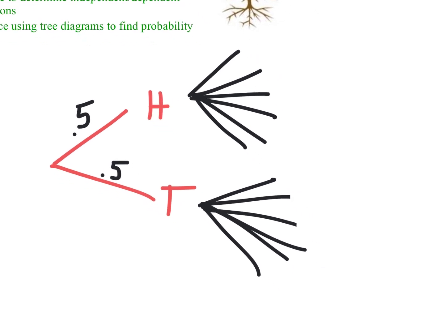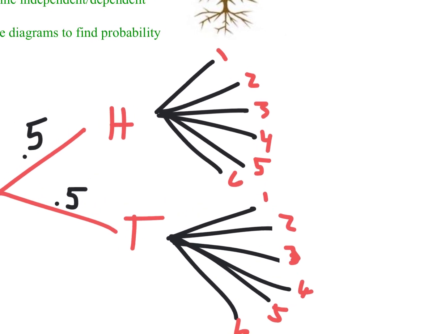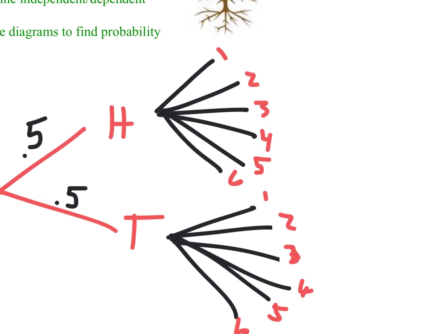But this is a tree diagram. 1, 2, 3, 4, 5, 6. 1, 2, 3, 4, 5, 6. It doesn't take that long to make, but they're a bit of a pain. But they can answer every complicated probability question, so they're good. Now for this one, I'm going to put 0.16, because that's approximately what 1/6 is.